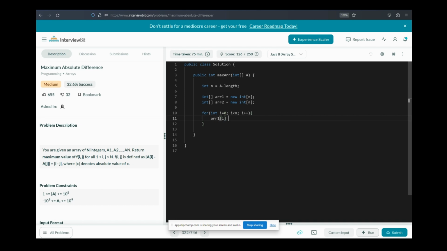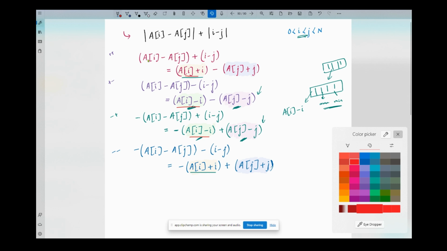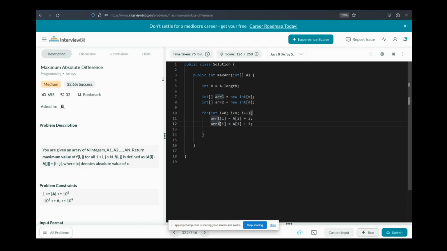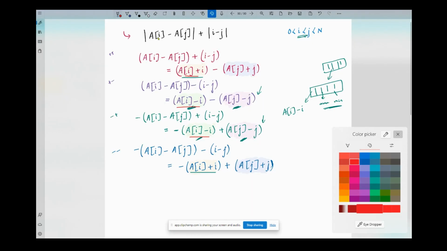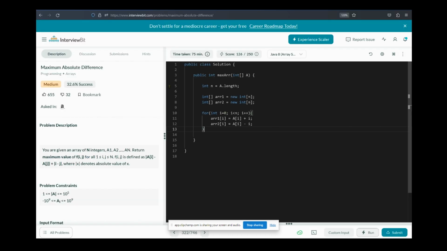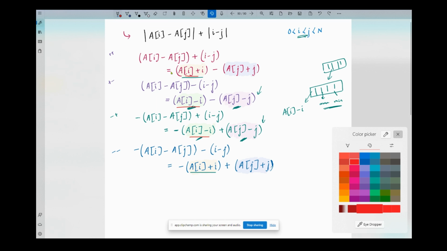Array one will have ai plus I, the first one is ai plus I. Array two will have ai minus I. The second one, if you see, ai minus I. And then to find the maximum within these two expressions, what we need is the maximum value in the first array that we created and the minimum value that we created, and subtract both of them.